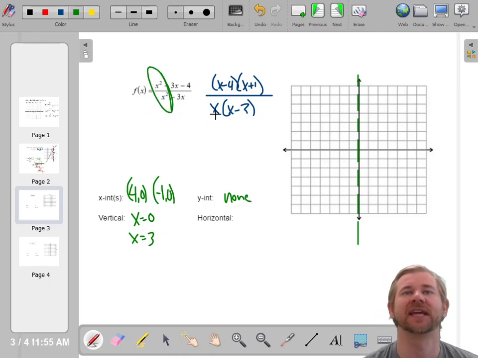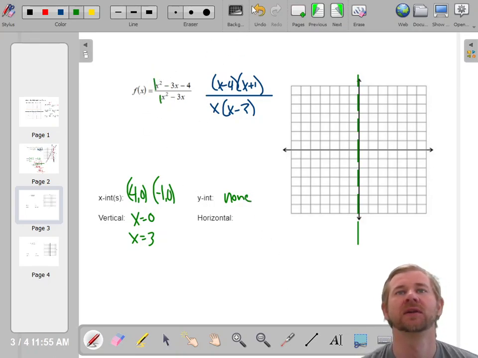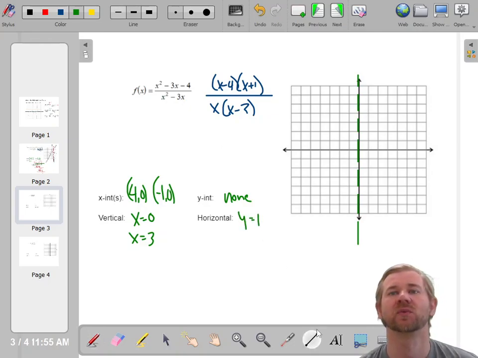Horizontal asymptote, they have the same degree, so 1 and 1. So you divide, and you get y equals 1. So I have vertical asymptotes at 0 and 3, and then horizontal asymptote y equals 1.